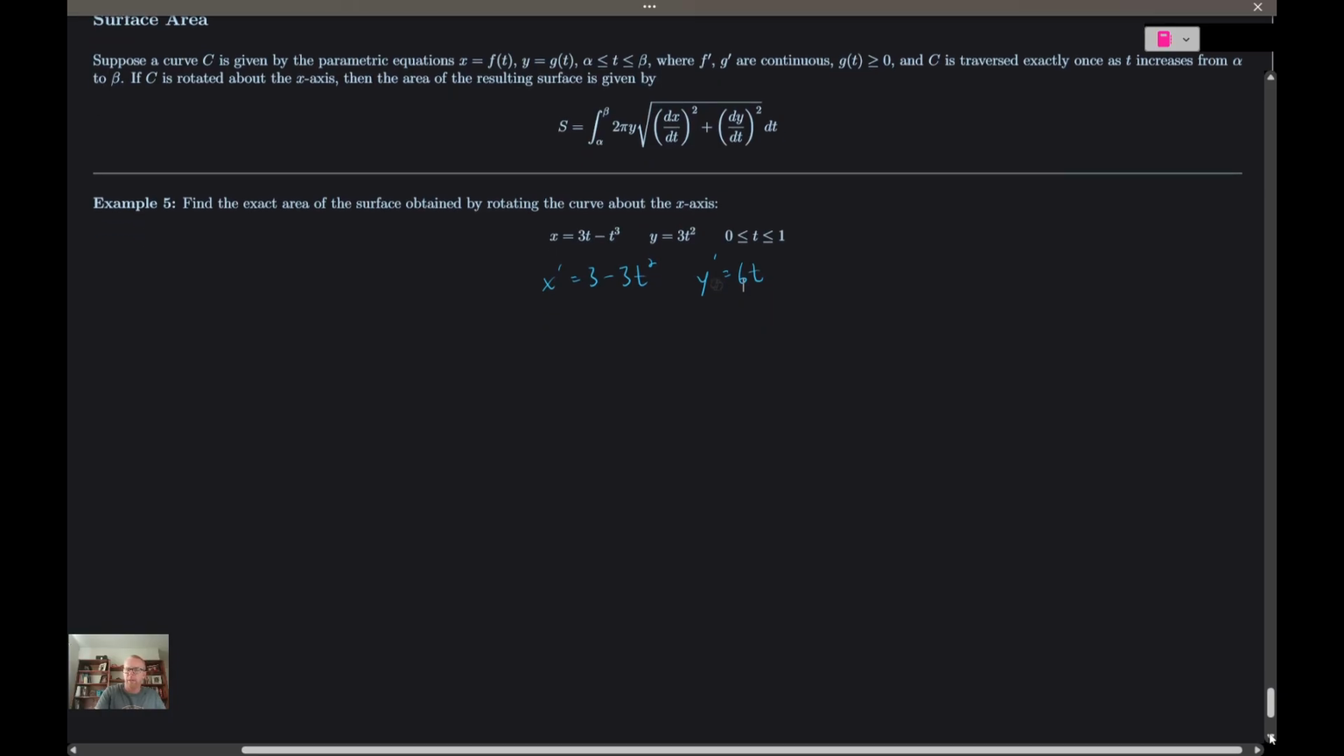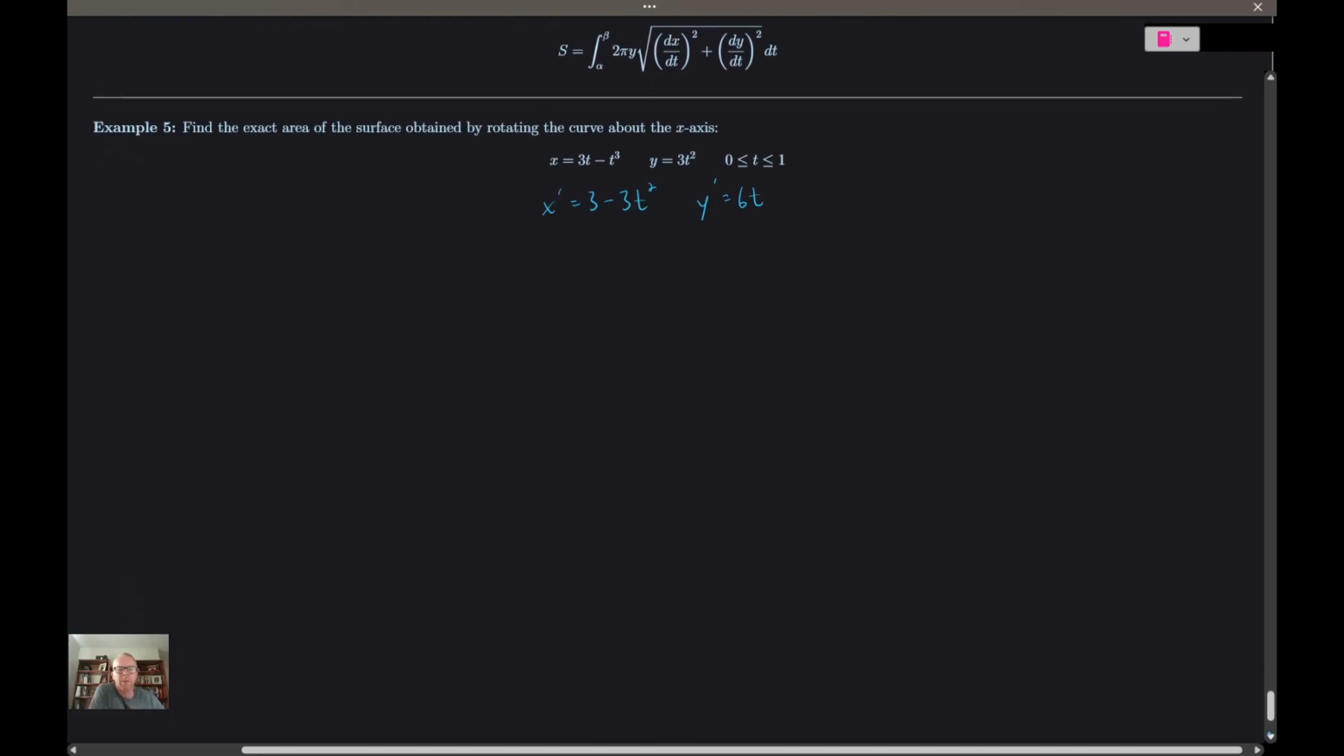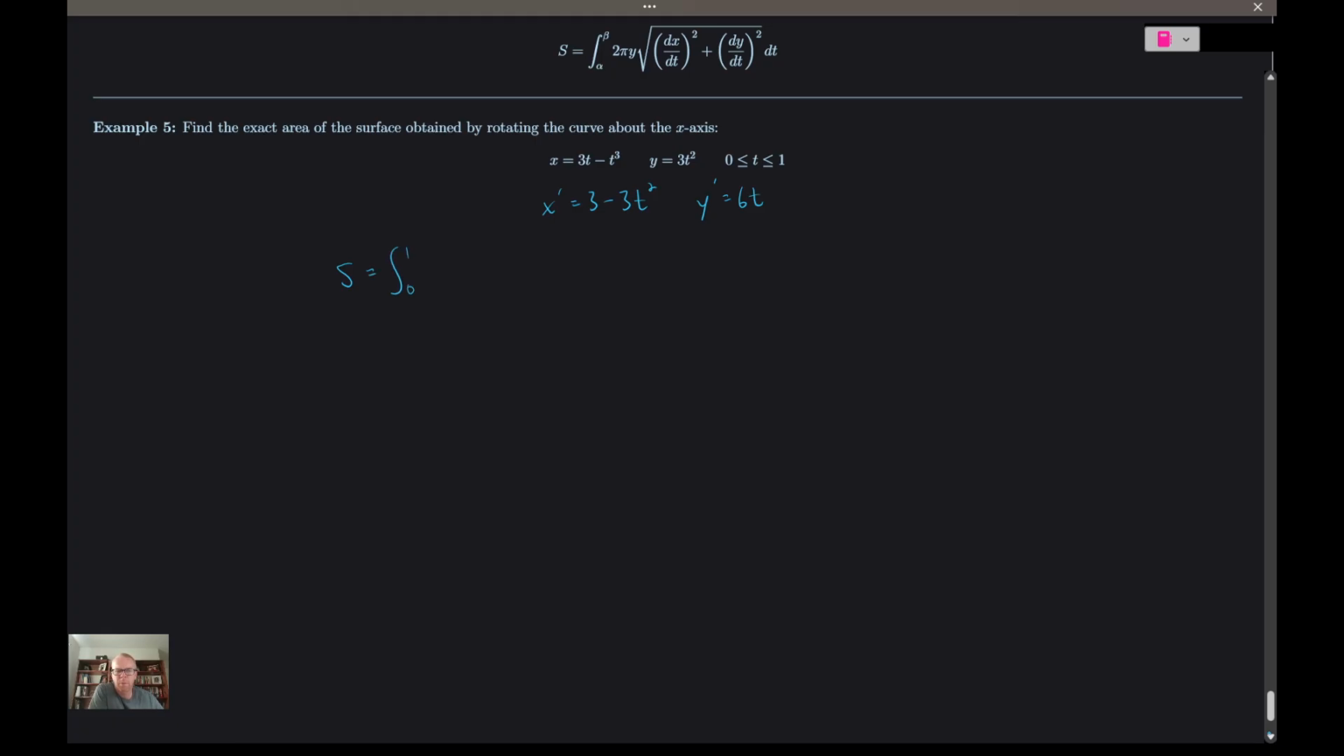And so now let's plug it into the formula. And so we have S equals the integral from 0 to 1, 2 pi. Now y, so y is 3t squared. So 3t squared times the square root of x prime squared, so (3 minus 3t squared) squared, plus y prime squared, so (6t) squared.